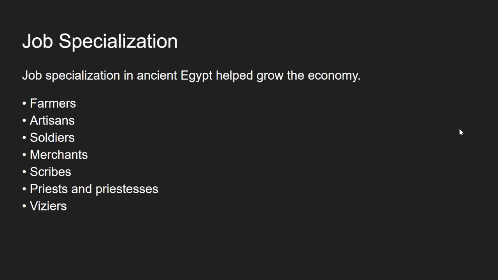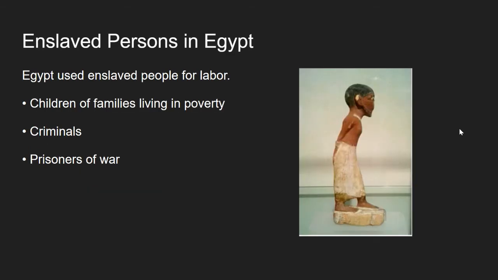Job specialization in ancient Egypt also helped the economy grow. Farmers, artisans, soldiers, merchants, scribes, priests, and viziers were all roles that people filled to help grow the economy. Egypt used enslaved people for labor as well, children of families living in poverty, criminals, and prisoners of war.